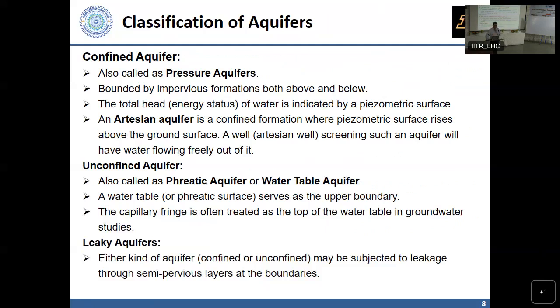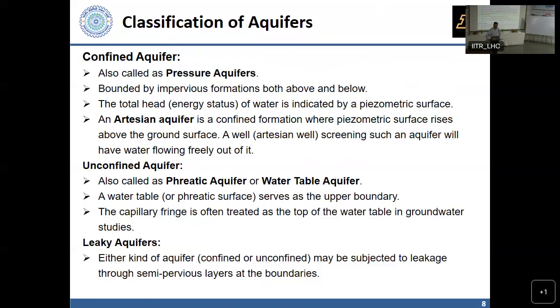Within confined aquifers, sometimes you use the term artesian aquifer. So this is also a confined aquifer, but the piezometric surface actually rises above the ground surface. So the water is under high enough pressure that if you were to drill a well, water would essentially come out and flow on the surface. So you will see the term artesian aquifer also sometimes used.